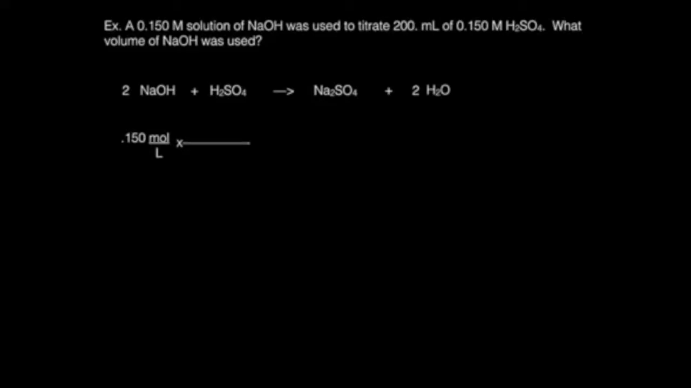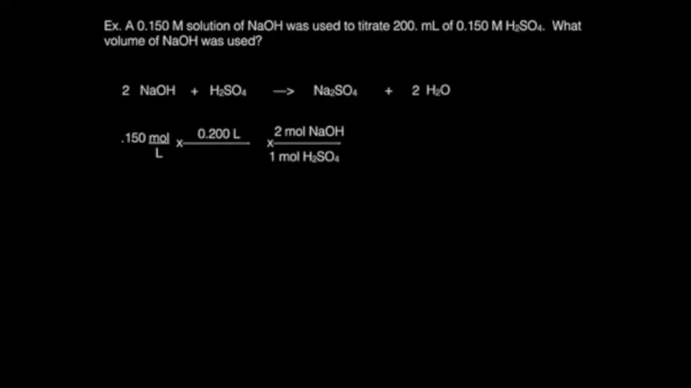Then I'm going to multiply that by the volume of sulfuric acid that I have, which is 200 milliliters. So I'm going to convert that into liters and multiply by 0.200 liters. Now I'm in moles of sulfuric acid, and I can get into moles of sodium hydroxide. So I'm going to put moles of sulfuric acid on the bottom. There's 1 mole of sulfuric acid for every 2 moles of sodium hydroxide, and I got that from my balanced reaction. Now I'm in moles of sodium hydroxide.